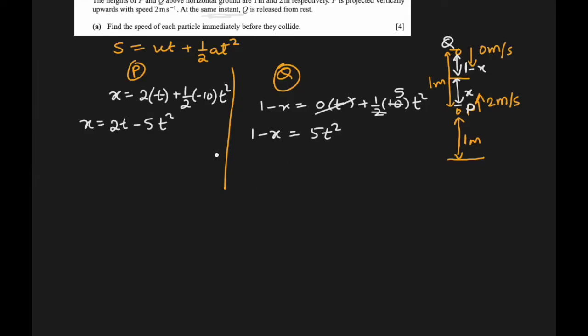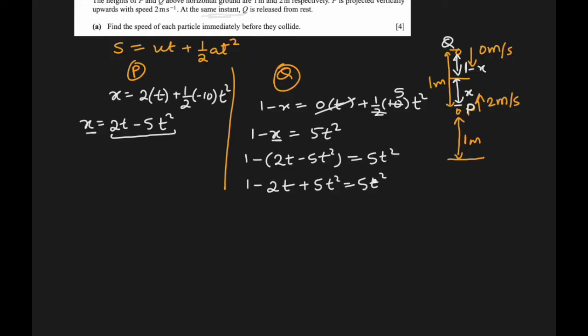Okay, so this x and this x are exactly the same x, right? So we can substitute 2t minus 5t square in place of x in this one. So 1 minus (2t minus 5t square) is equal to 5t square. So 1 minus 2t plus 5t square equals 5t square. Both have 5t square, they can cancel out. So 2t becomes 1, t becomes 1 over 2, which is 0.5 seconds. So they collide after 0.5 seconds.